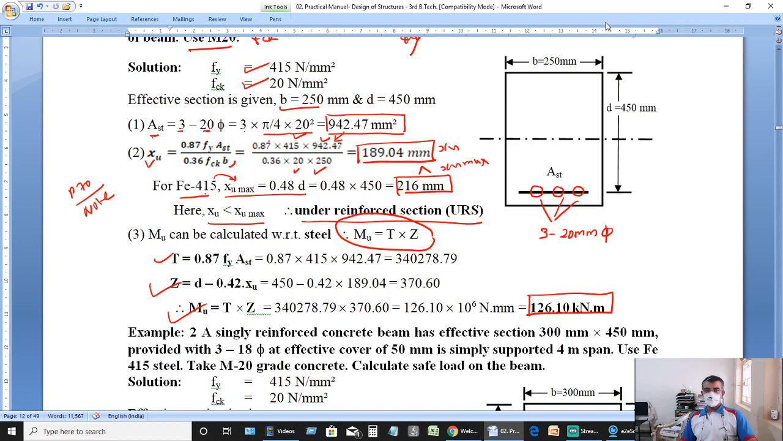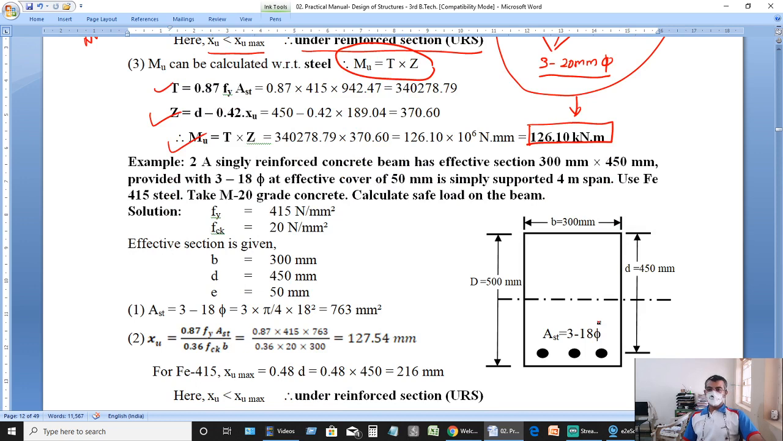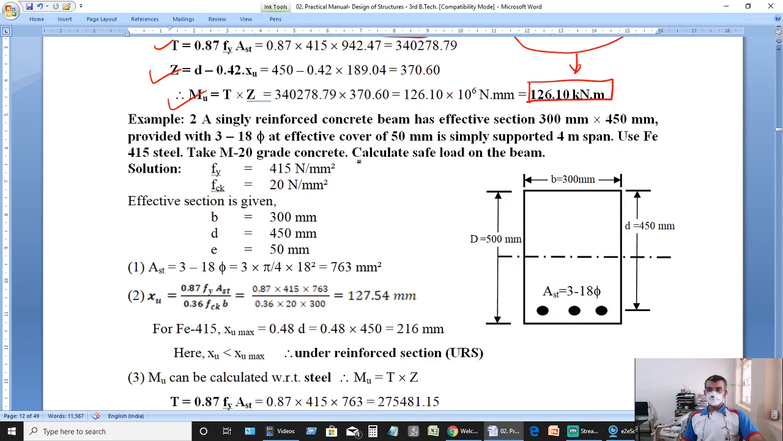So it means that if you have a cross section in which B is 250, D is 415, M20 grade concrete, and Fe 415 grade steel, 3 numbers of 20 mm bars, then this section can resist a moment of 126.10 kilonewton meter. Now another example in which the effective section is given.